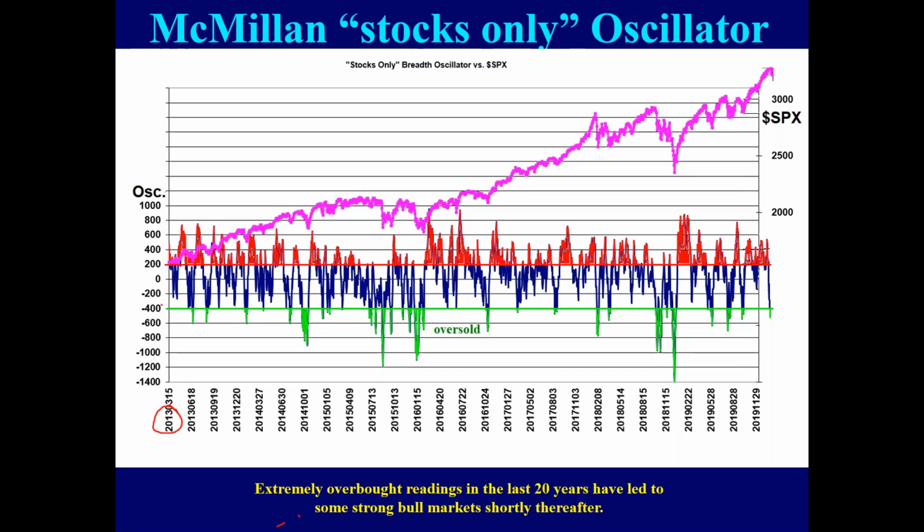And we consider the oscillator to be oversold if it gets below minus 400 and overbought if it gets above plus 200. Now, let's skip over here. This is December 24th of 2018 when the market was just being completely buried. That was the most oversold reading in history for this indicator.